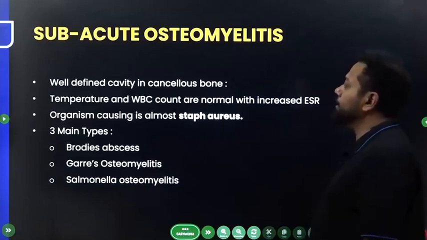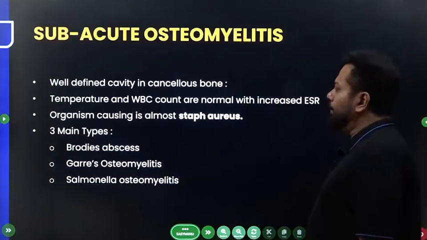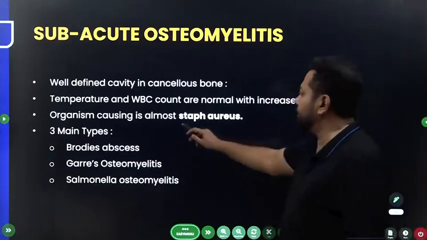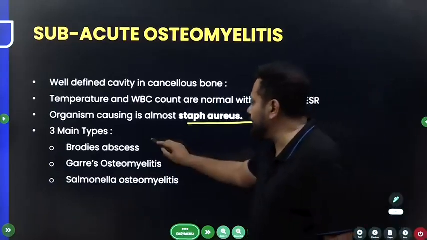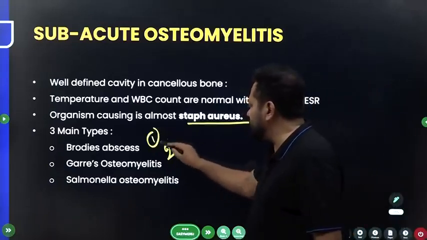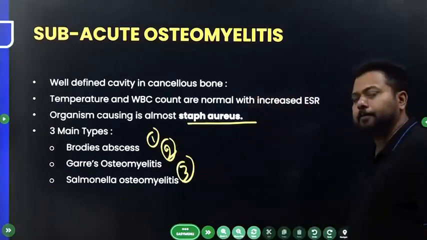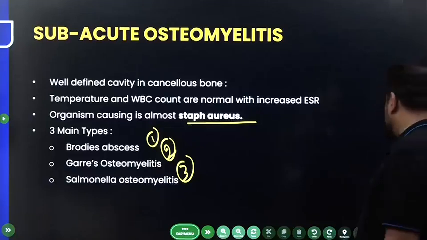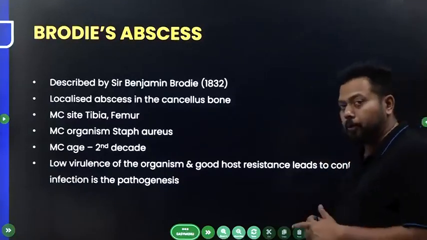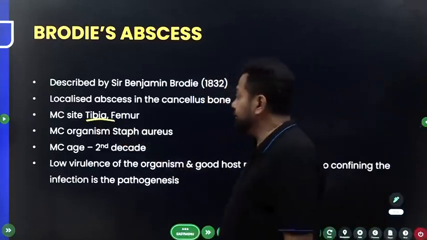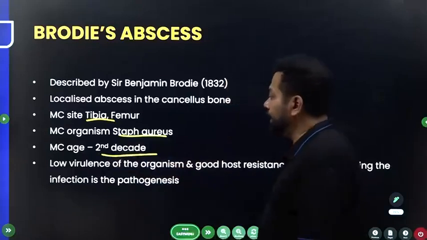Subacute osteomyelitis, there will be a well-defined cavity in the cancellous bone. Again, it is Staphylococcus aureus. There are 3 main types of subacute osteomyelitis. One is called Brodie's abscess, next is called Garre's osteomyelitis, and third is called salmonella osteomyelitis. Brodie's abscess is a localized abscess in the cancellous bone. Most common site is upper tibia. Most common organism, Staphylococcus aureus. Most common age group, second decade.